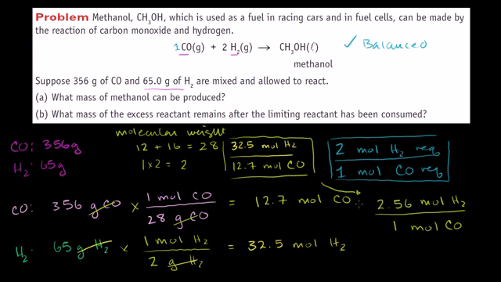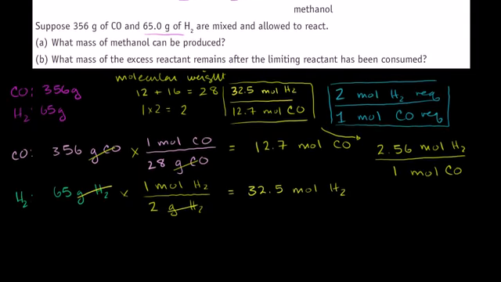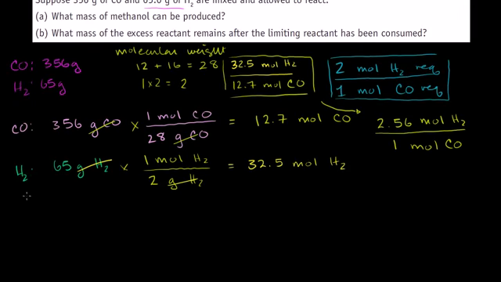Based on what they've given us, we just figured out that we have 2.56 moles of hydrogen for every mole of carbon monoxide. So we have more than enough hydrogen, right? We only need 2 for every mole of carbon monoxide. We have 2.56. So we have an excessive amount of hydrogen. So the excess reactant is the hydrogen. And the other one's going to be the limiting reactant.